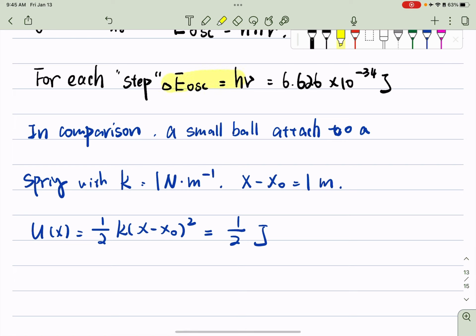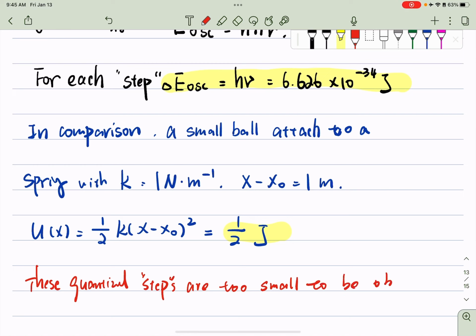So if we compare these two numbers, what it means is that these quantized steps are just simply too small to be observed. We don't have a scale that is accurate enough so we can see these quantized steps in our everyday life. And you just don't feel it, you're not sensitive enough to feel that quantization in your real life.